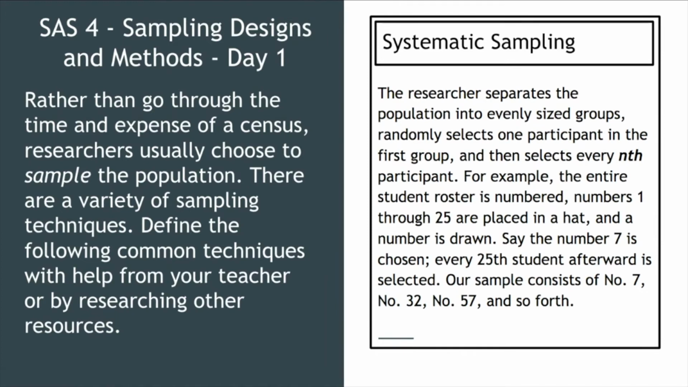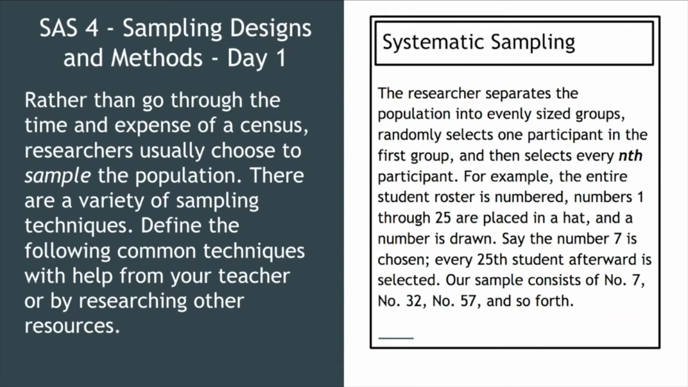So let's go back. It separates the population into evenly sized groups, and randomly selects one participant in the first group. Now here's the thing. In systematic sampling, I do not want to get you confused about separating the population into even-sized groups. That is not a mandatory thing in systematic sampling. All we've done is put the whole population in there, pick the number 7, and then every 25th student afterward is selected. So we don't have to actually put them into groups.